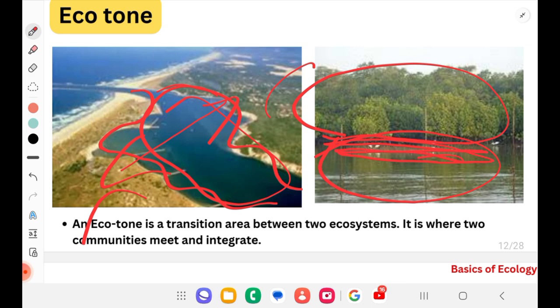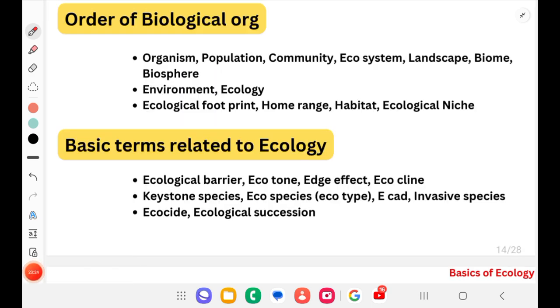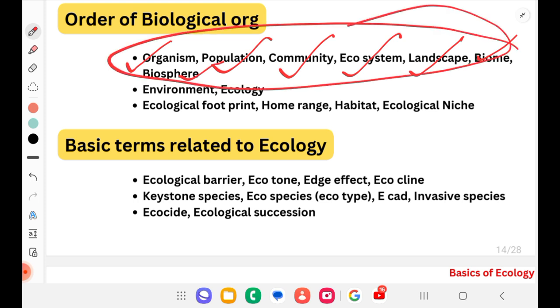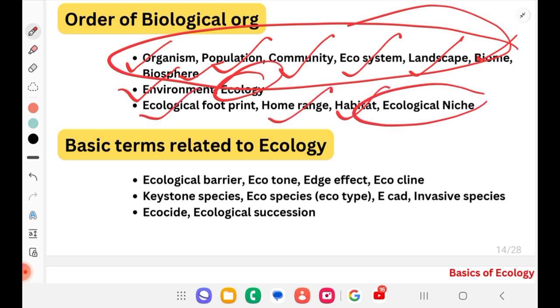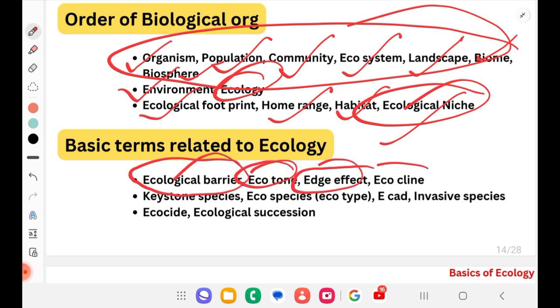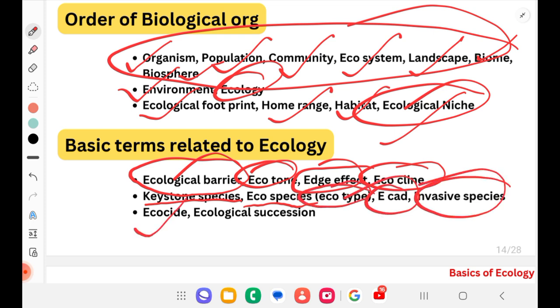So we have completed basic terminologies, that is what is organism, population, community, ecosystem, landscape, biome and biosphere, and this is the sequence. Also we completed what is environment, ecology, then ecological footprint, home range, habitat, ecological niche. Then also ecological barrier, ecotone, edge effect, ecoclimate and keystone species, ecospecies or ecotype, ECAD, invasive species, ecocide and ecological succession. In that we have covered primary and secondary succession. This is all related to the basic terms of an ecosystem.